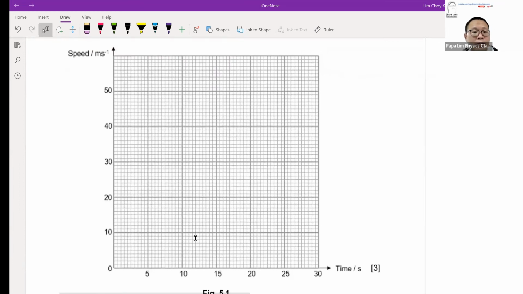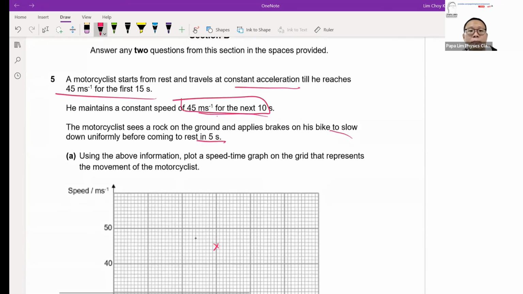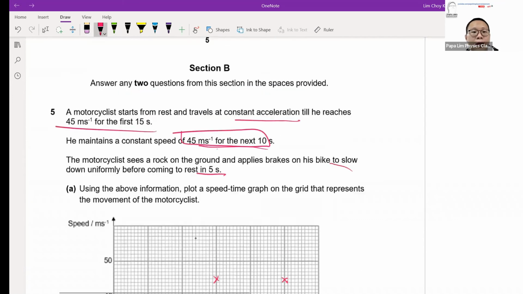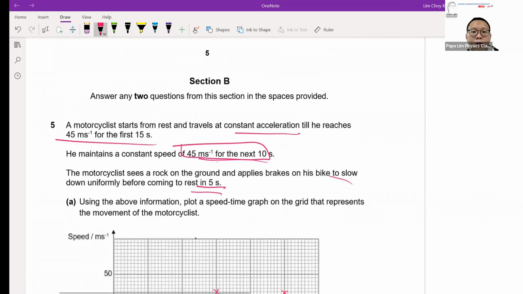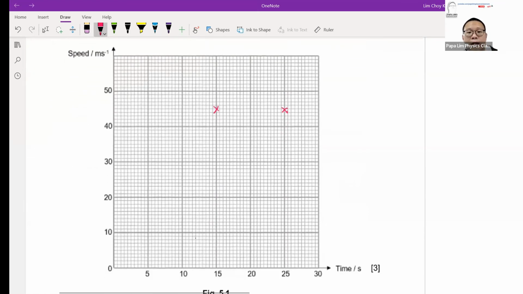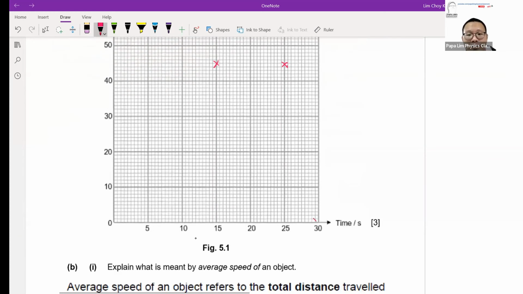I would say the first 15 seconds is 45, roughly here. 1, 2, 3, 4, 5 will be here. After that, he maintains 45 meters per second for the next 10 seconds, so at 25 it will be here. For the last 5 seconds, he will decelerate or brake uniformly until he hits rest. Remember, rest means the speed is 0. So these are the coordinates that you have.